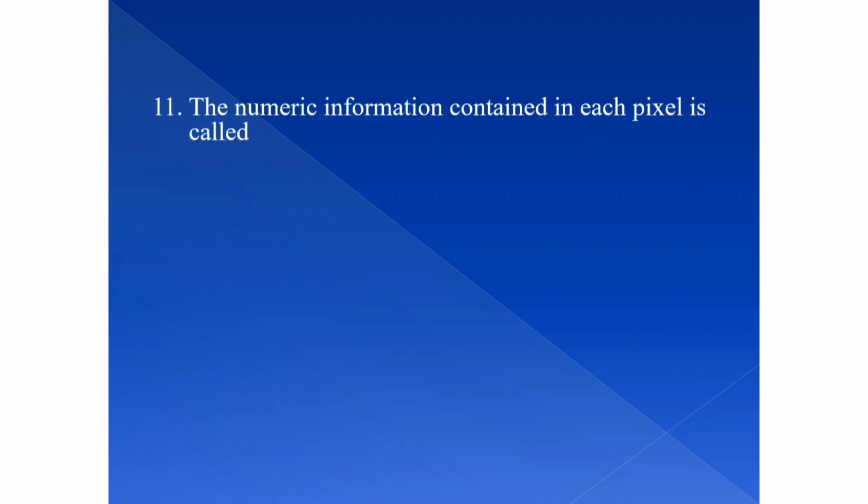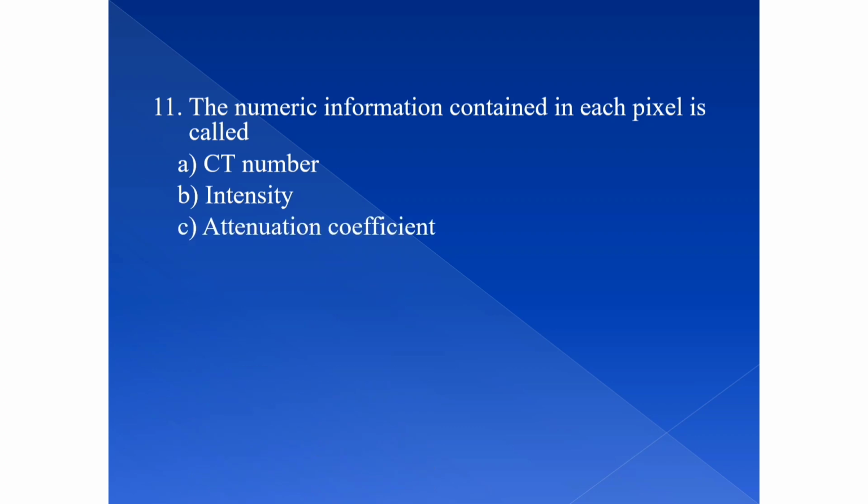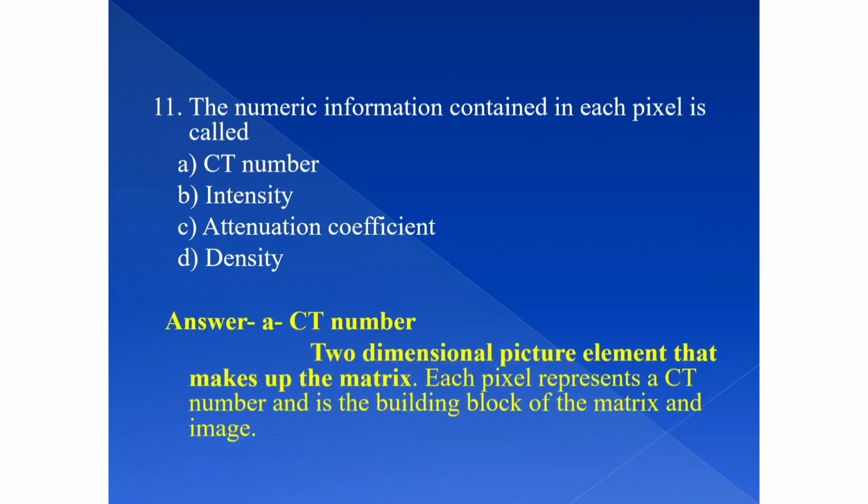So let us begin with the 11th question. The numerical information contained in each pixel is called: option A, CT number; option B, intensity; option C, attenuation coefficient; and option D, density. The answer is option A, CT number. So let's see the explanation.